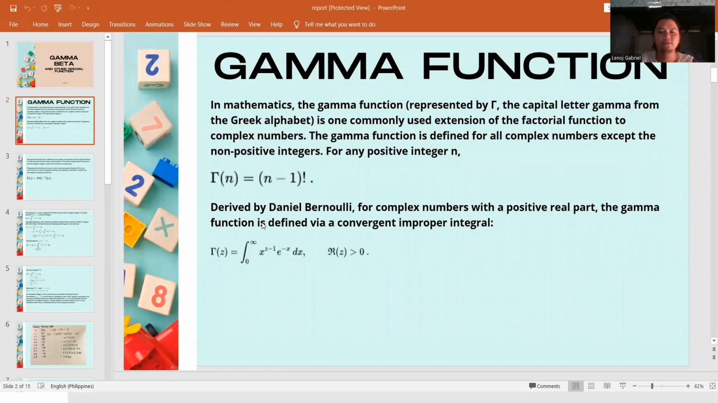Derived by Daniel Bernoulli for complex numbers with the positive real part, the gamma function is defined via a convergent improper integral. We have a formula: gamma of z is equal to the integral from 0 to infinity of x raised to z minus 1 times e raised to negative x dx, and gamma of z or n greater than 0.